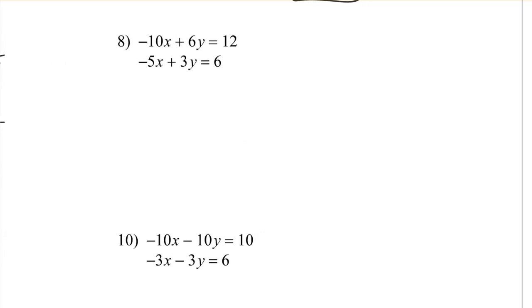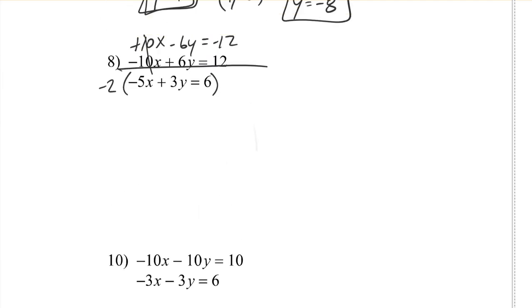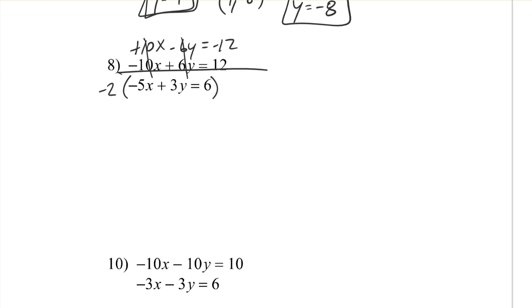Problem 8. If we multiply this bottom equation by negative 2 again, we'll get positive 10x. We'll get negative 6y, and we'll get negative 12. When we add these together, that cancels. Whoa. Our y's cancel, and our constants cancel. So we get 0 equals 0.